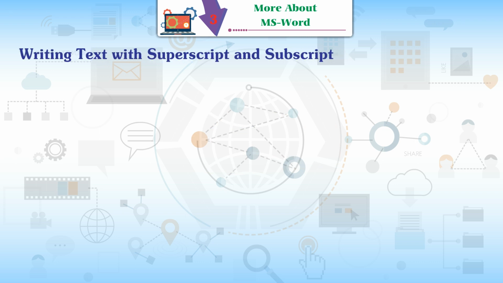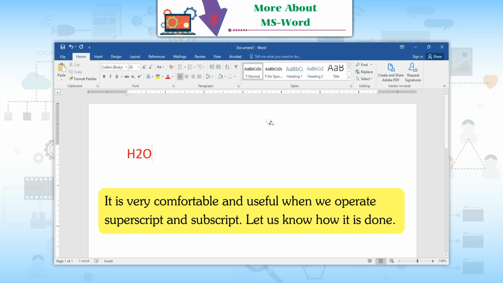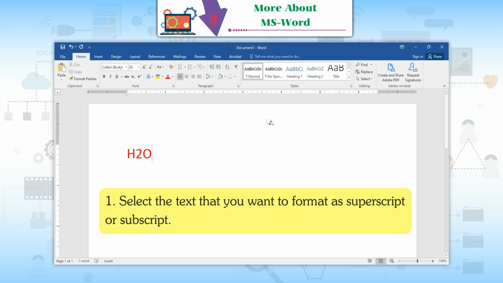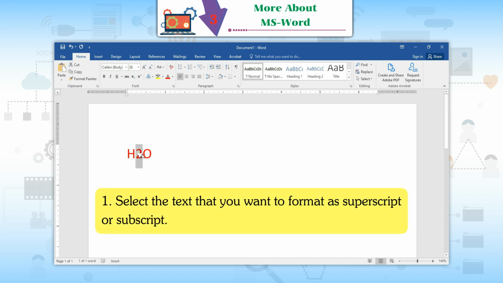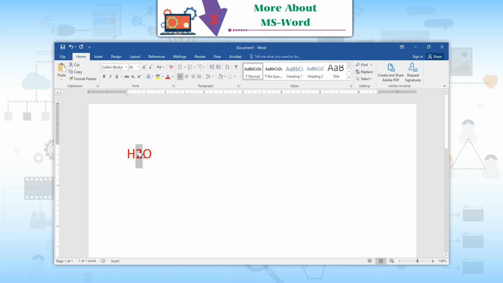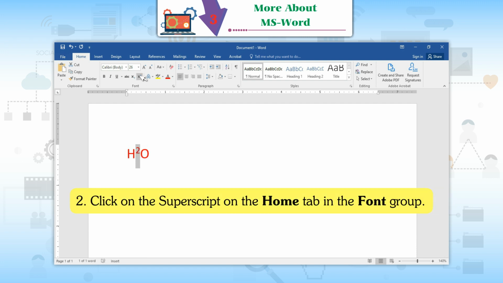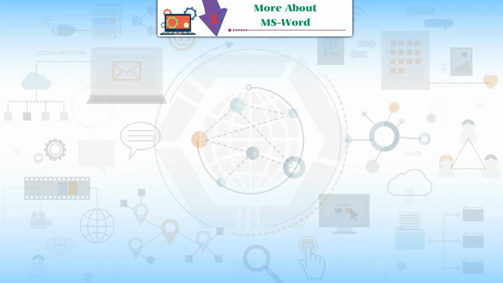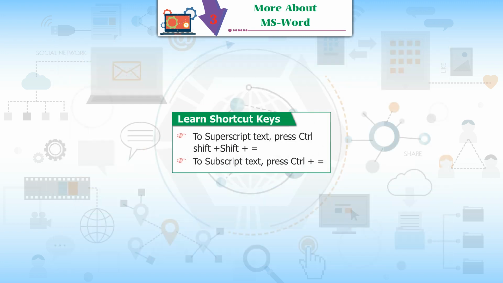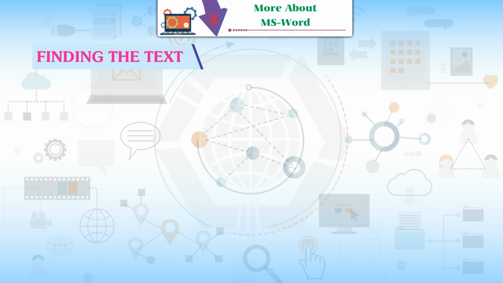Writing text with superscript and subscript. It is very comfortable and useful when we operate superscript and subscript. Let us know how it is done. Select the text that you want to format as superscript or subscript. Click on the superscript on the Home tab in the Font group, or click on the subscript on the Home tab in the Font group. To superscript text, press Ctrl plus Shift plus equal to. To subscript text, Ctrl plus equal to.